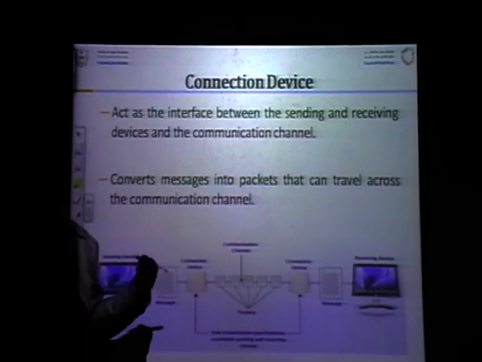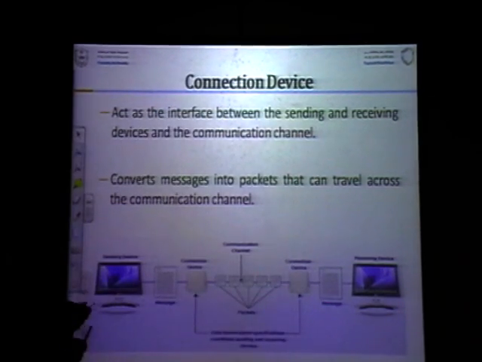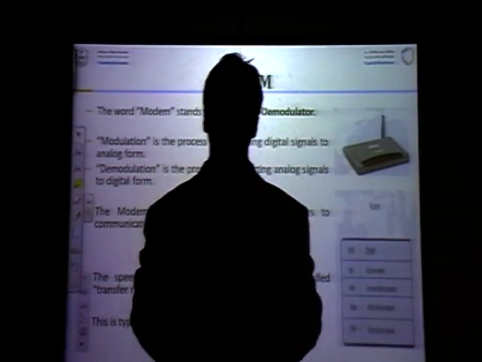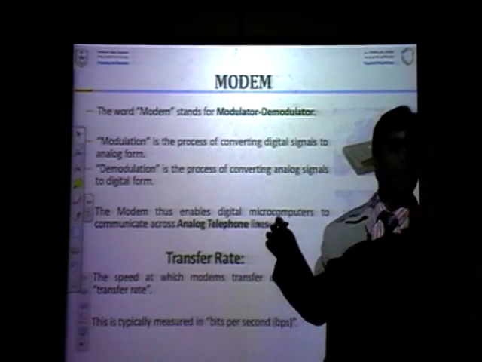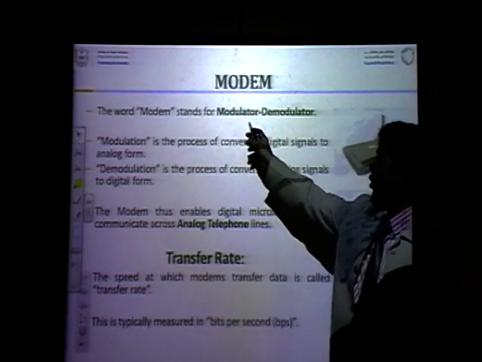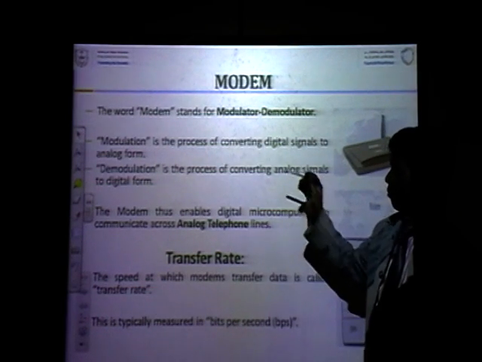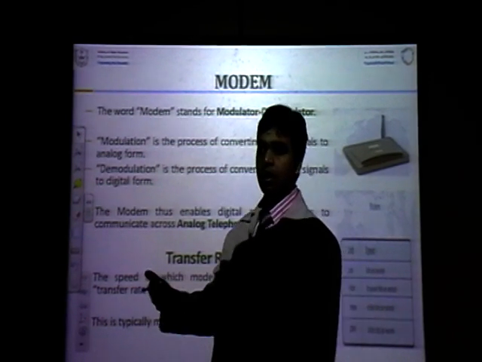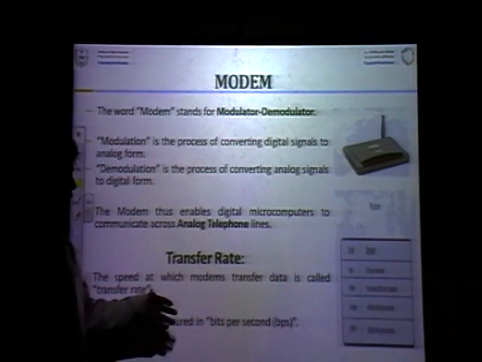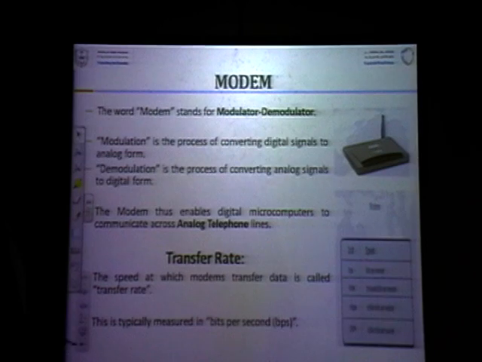Connection devices, as I explained, one is the sending device, another is the receiving device. How do they connect? With the help of a modem. Can you see this device? Modem. What does a modem do? Modem full form is modulator, MO, modulator, and DEM, demodulator. Modulator means it converts signal from digital to analog, and demodulation means analog to digital. That is the work of a modem.